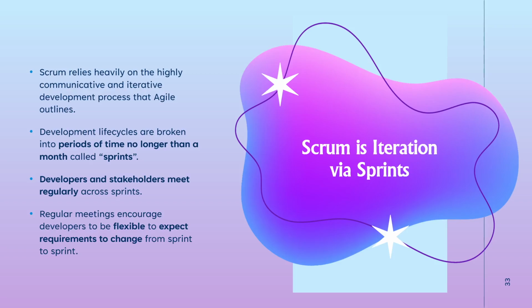In any case, Scrum relies heavily on highly communicative and iterative development processes that Agile outlines. Development life cycles are broken into periods of time no longer than a month, and these are called sprints. Developers and stakeholders meet regularly across these sprints, and regular meetings encourage developers to be flexible and to expect requirements to change, often, frequently, from sprint to sprint.